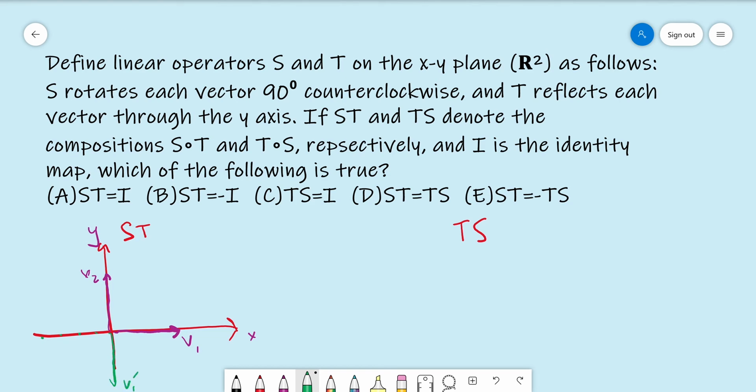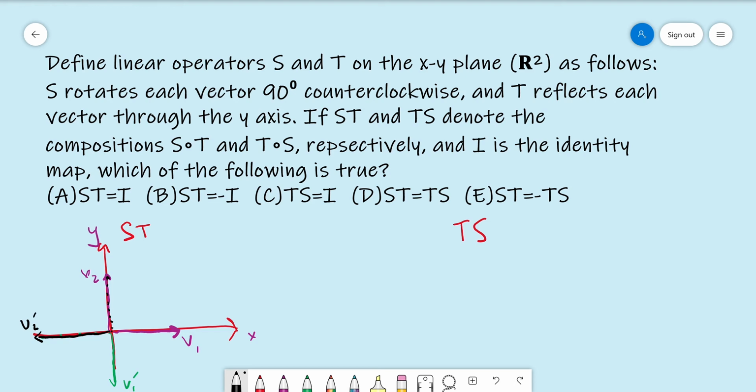Now for V2, a reflection through the y-axis isn't going to change anything. That's just going to stay the same. So it's going to be here. And then a counterclockwise rotation of 90 degrees, that's going to bring us over here. Right, counterclockwise. So this is going to be V2 prime.